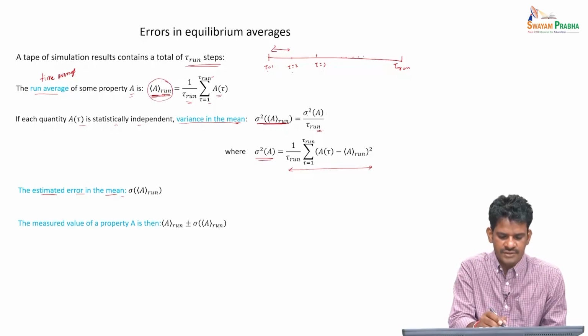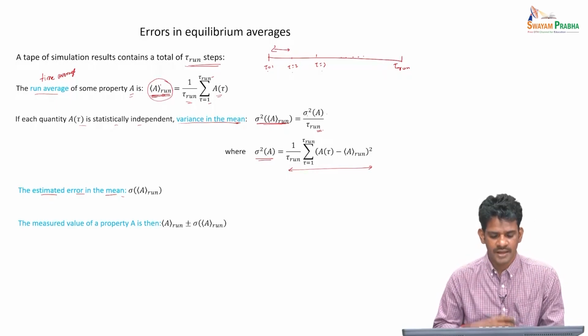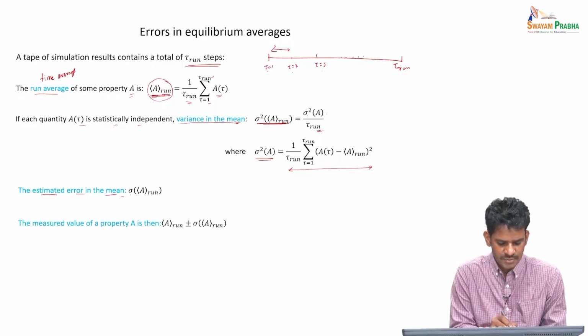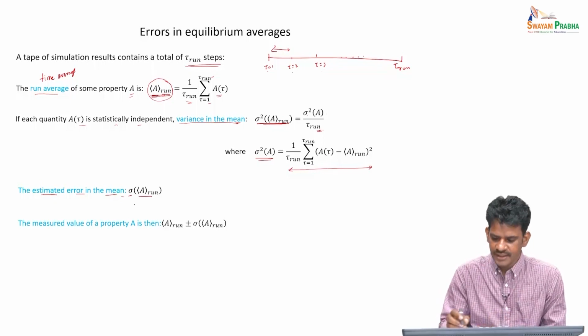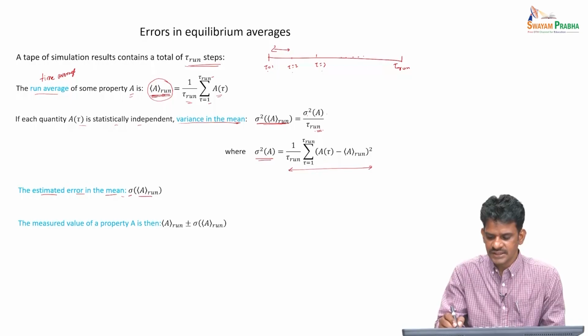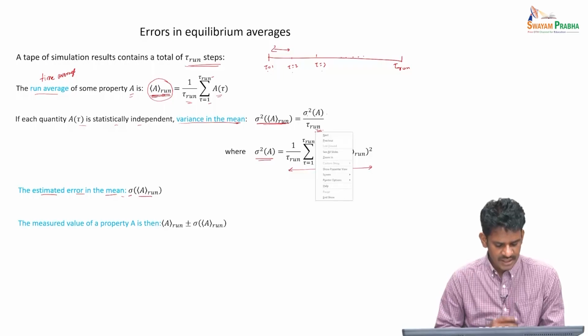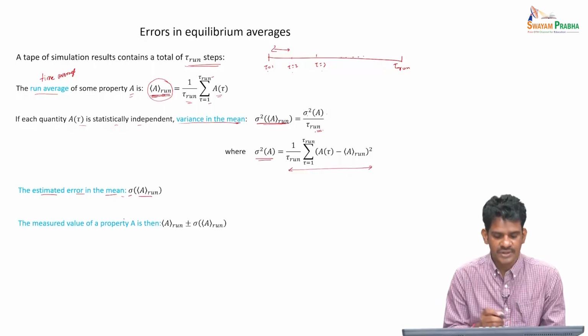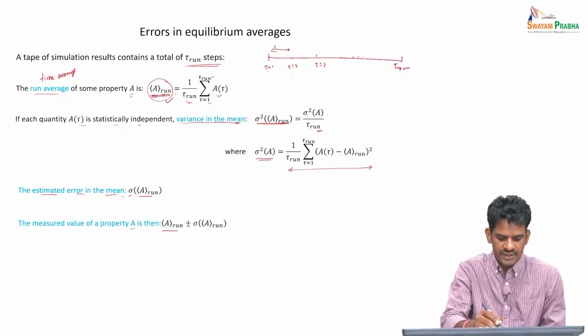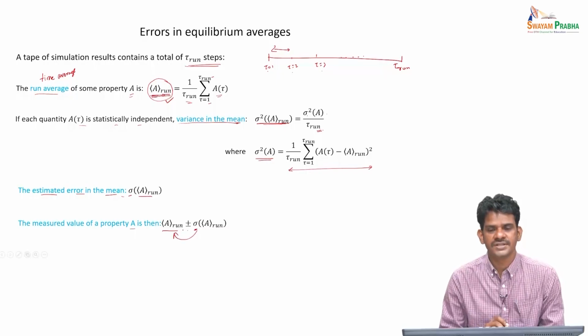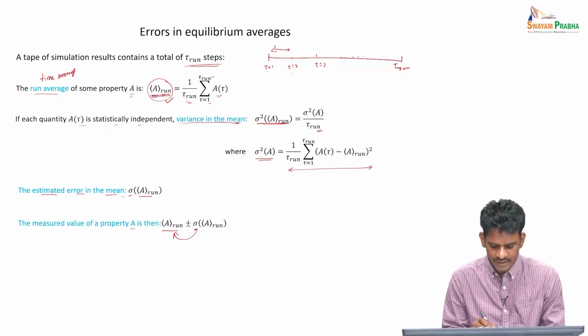So, calculation of the average or mean value is straightforward. Now we ask the question, what is the estimated error in the mean? That is given as sigma of mean A, and that is given by the variance of A divided by the total number of simulation runs or data sets with which we have averaged. Once we have the sigma, we generally report the measured value of property A in a simulation as the mean value obtained from here plus or minus the sigma. This sigma gives us the confidence, or the error, in the estimate of this mean value A.